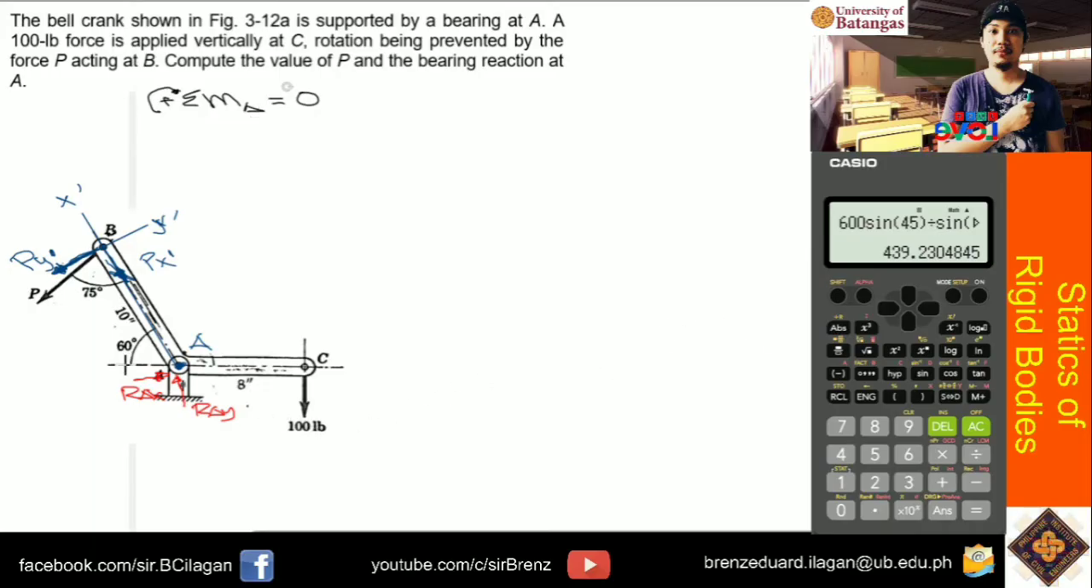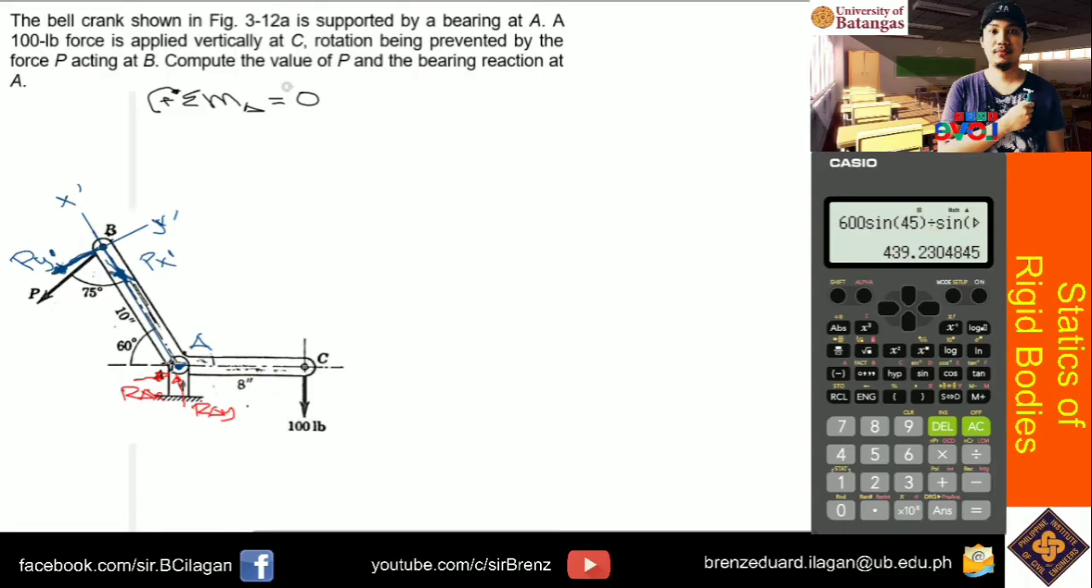Okay, so itong RAX and RAY, as you can see, concurrent siya, so i-neglect muna natin to. At the same time, yung Px prime, hindi rin natin muna siya i-consider since magiging concurrent siya sa point A. So ang forces na lang na mag-a-act sa kanya is yung Py prime and itong 100 pound. So unahin natin yung 100, okay?